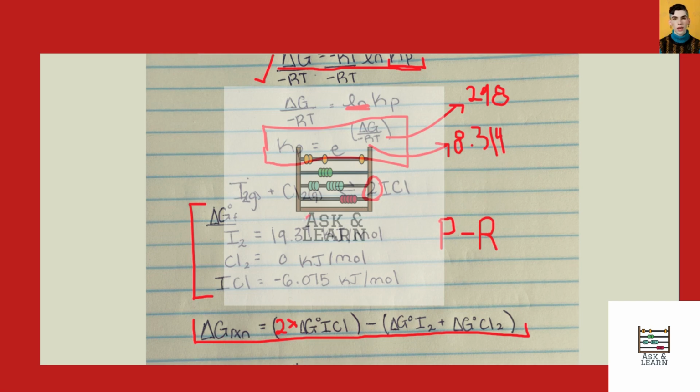So from here, it's just a plug and chug. We're going to plug these numbers in here. Cl2 is going to go over there. And this one will plug in right here. And don't forget to multiply this value by 2 since we have a coefficient right here.